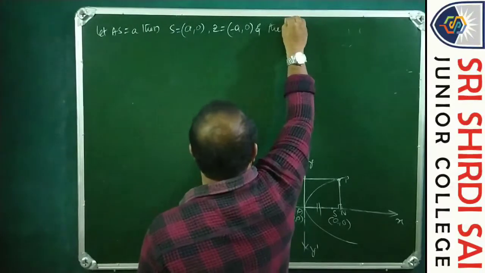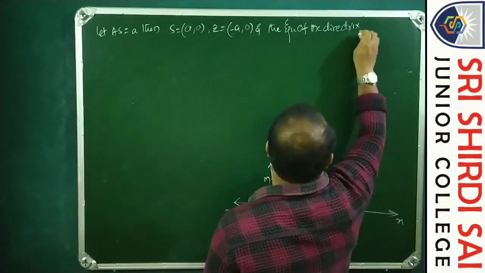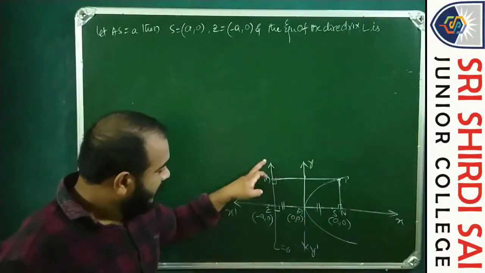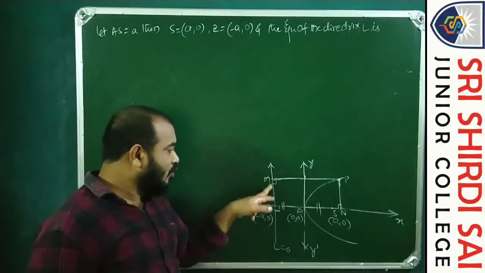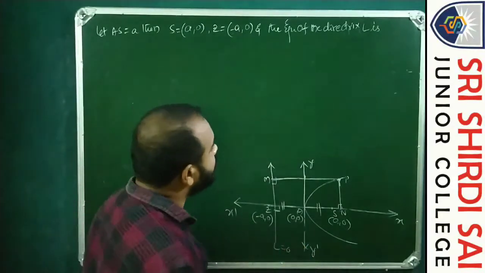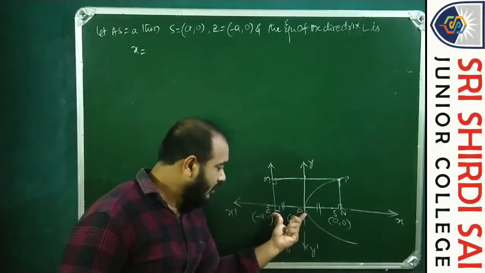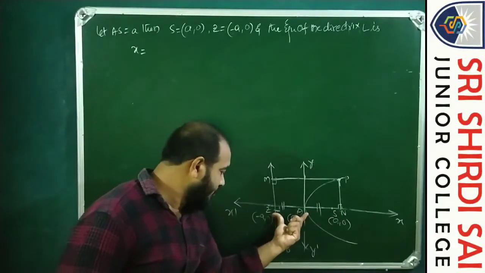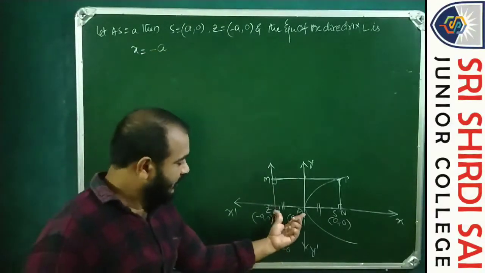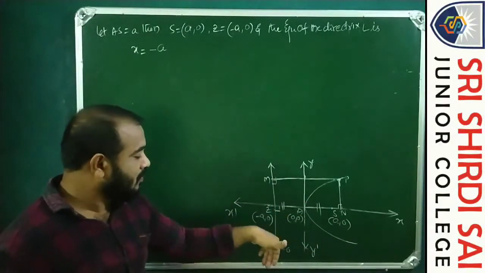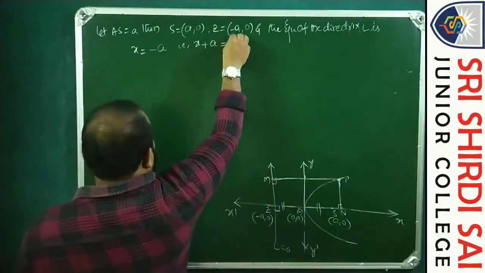And the equation of the directrix L: this is the line which is parallel to the y-axis. Any line which is parallel to the y-axis is of the form x equals k. So L is x equals k. Here this is a and this is also a, so x equals minus a is this line. That is, x plus a equals 0.